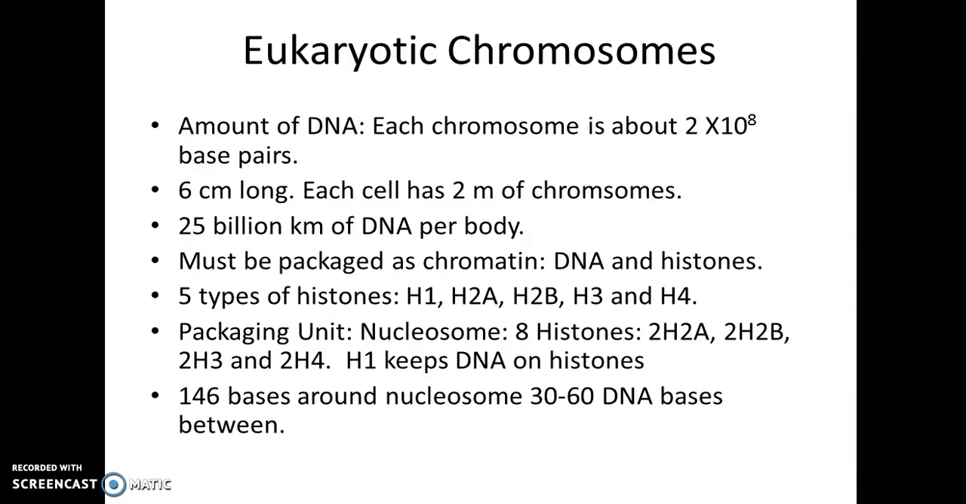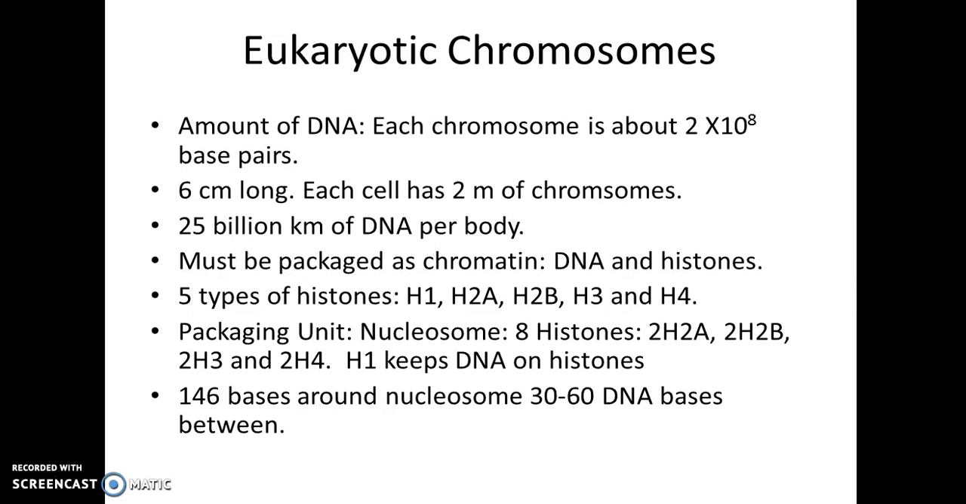So our DNA is packaged as a eukaryotic chromosome, so we're going to have to add this to our DNA discussion. Each chromosome is about 2 times 10 to the 8th DNA base pairs. They are 6 centimeters long. Each cell has about 2 meters of chromosomes per cell. There's 25 billion kilometers of DNA per body. And they must be packaged as chromatin, and you remember that is DNA plus histones.